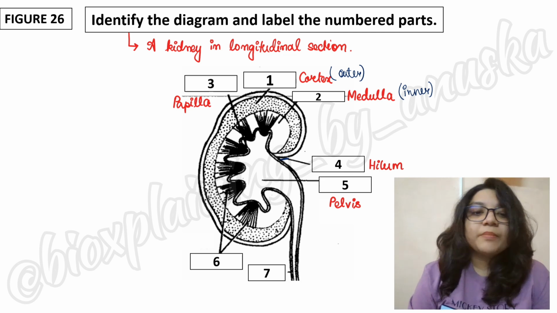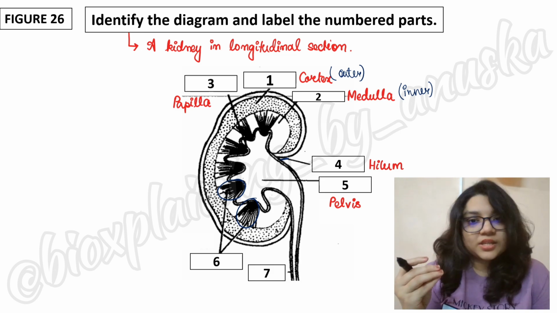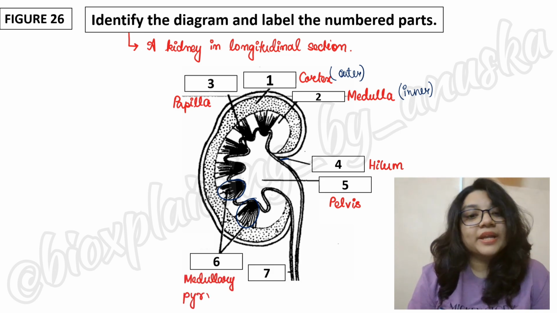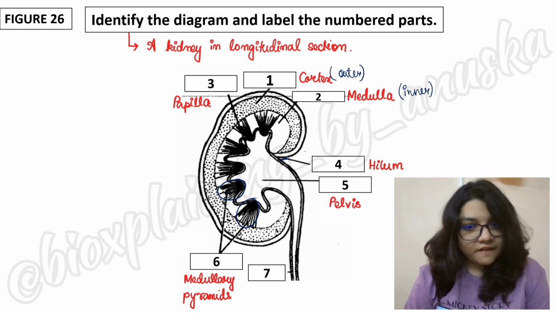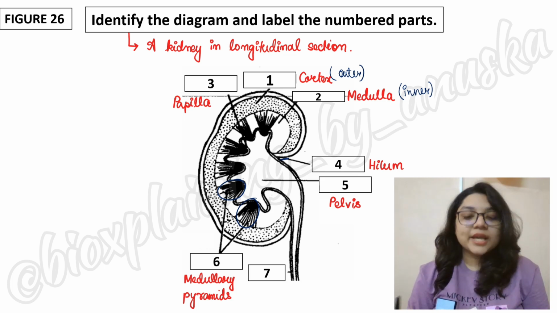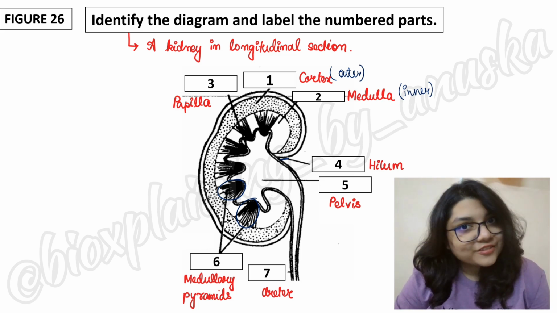Then part number 6, these structures, are known as the pyramids, and because of their presence inside the medulla, we call them medullary pyramids. And part number 7, the part which is taking the urine away from the kidney, that's your ureter. So I guess this one is clear to all of us.